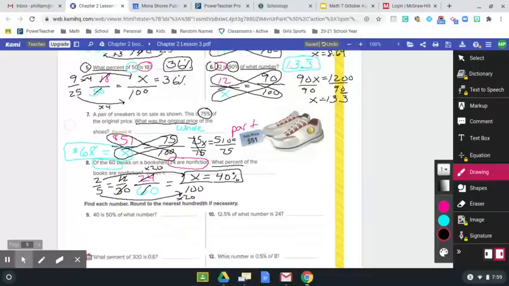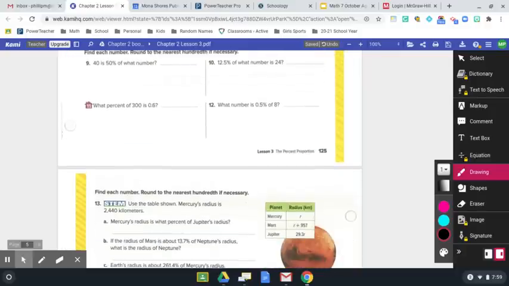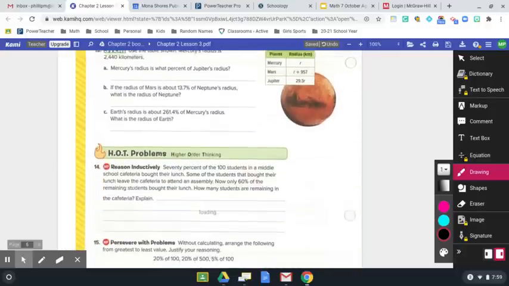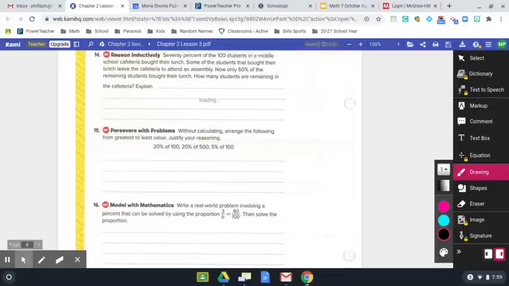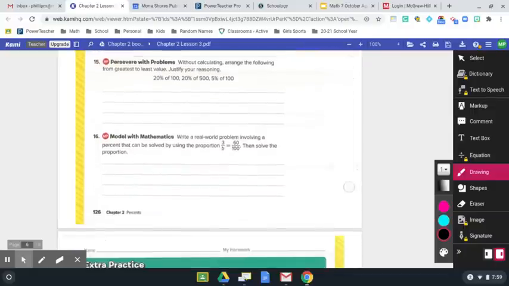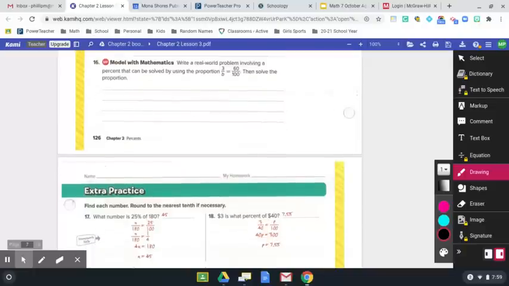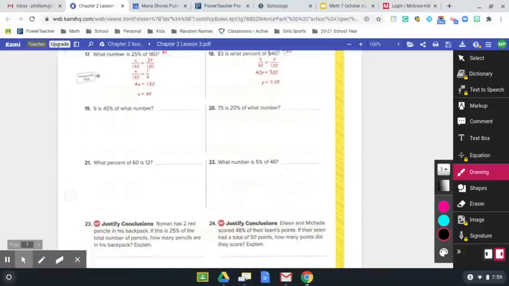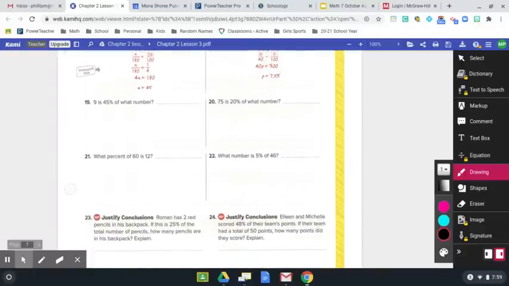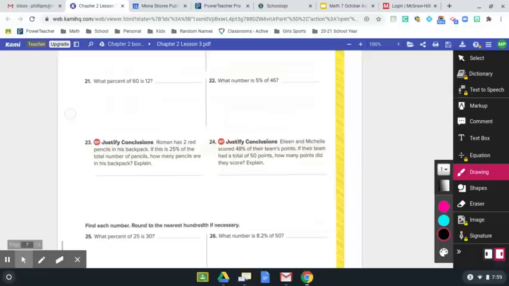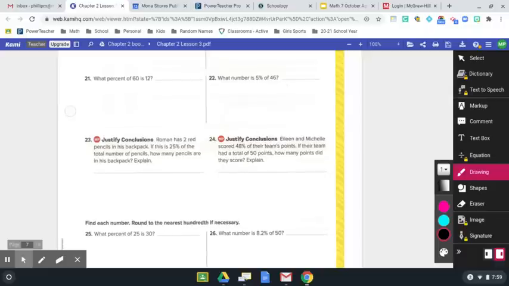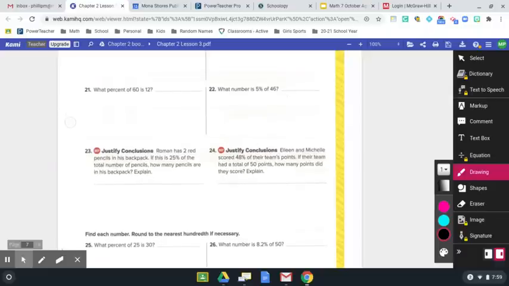All right, so let's go to the extra practice. We're now going to turn to page 127. 127. And we're going to go to the stories first. We're going to take a look at 23 and 24 here. 23 and 24. So number 23.